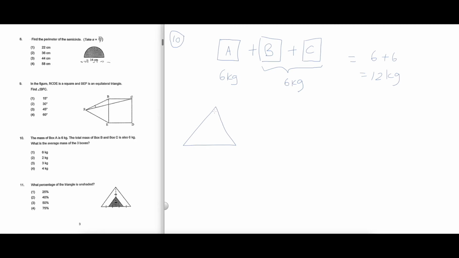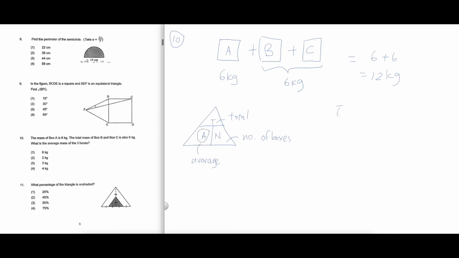Average, we use this triangle, the TAN triangle. Okay, T is total, A is your average, and N is your number of boxes in this case. Okay, so what is the average mass? If I want to find the average, I need to take the total and divide by N.